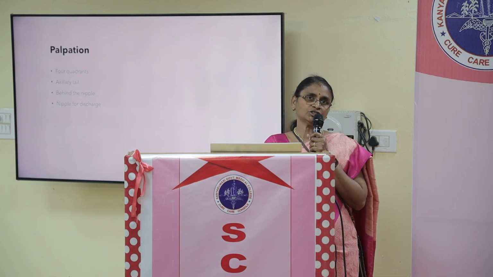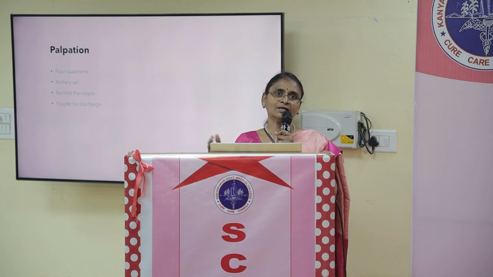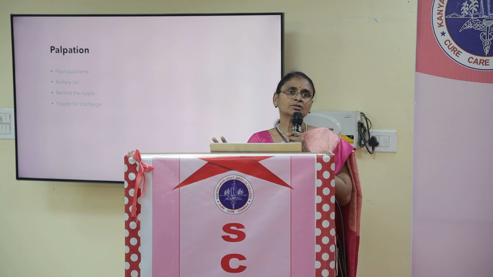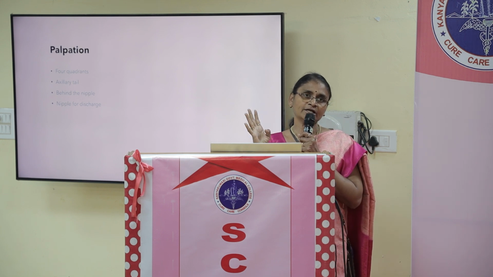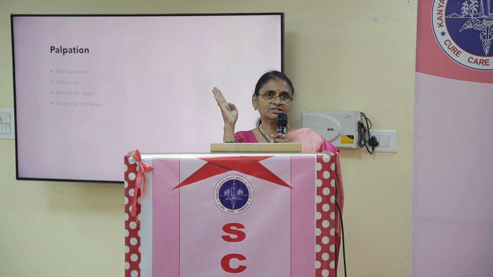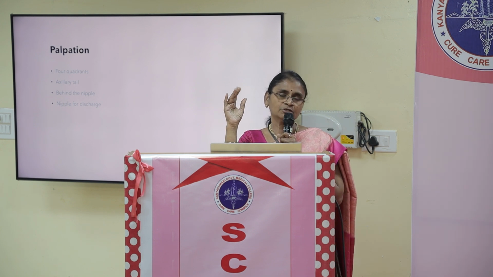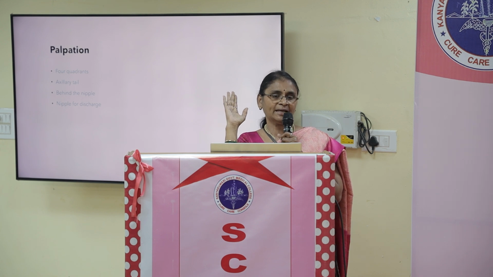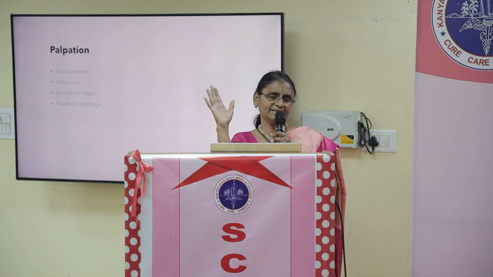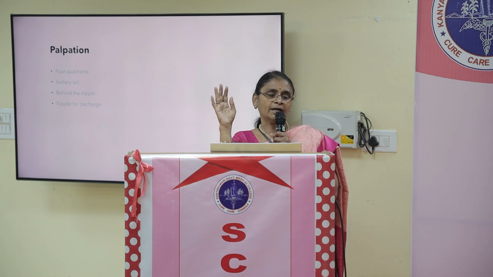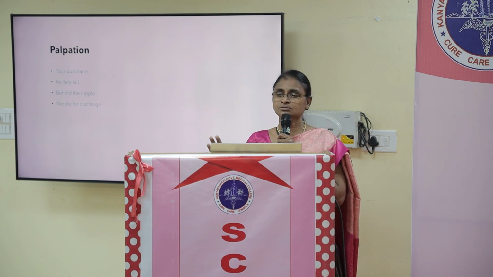Palpation: you can do palpation in the sitting posture, or ask the patient to lie down so that you will be able to palpate properly. Usually you use the palmar surfaces of the fingers, with the hand placed flat. You will palpate the lump in the breast. Start from one quadrant and move through all 4 quadrants. And again palpate the axillary tail, palpate behind the nipple, and look for any nipple discharge.